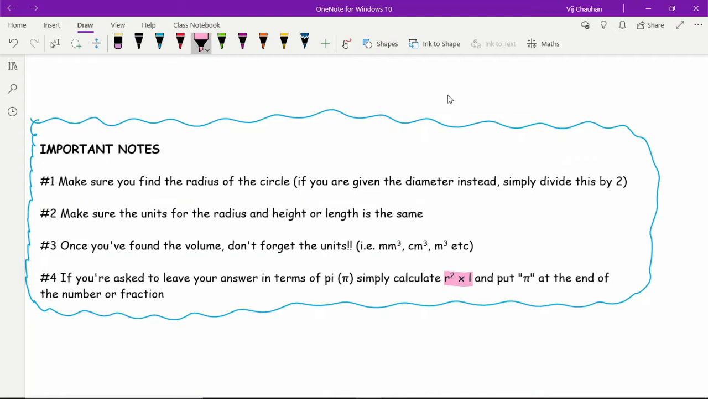Now your answer for r squared times length might be a fraction, and if it is, again, same thing applies, just stick the pi symbol at the end. And also remembering rule 3 is don't forget the units. Now again, if any of those important notes don't make any sense to you, when we go through some examples, I'll recall these important notes of things to look out for, so you're not losing any silly marks when it comes to exams.